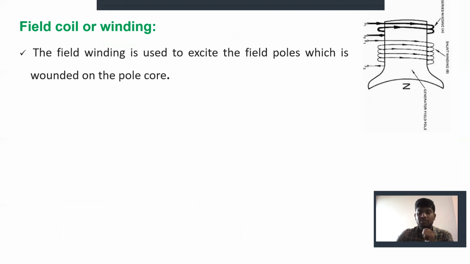Why? Because it is a stationary field, so there is no rotation. This stationary field can produce the stationary flux from north pole to south pole. Between the poles, they can produce the stationary flux. So the field winding is wound on the pole core.